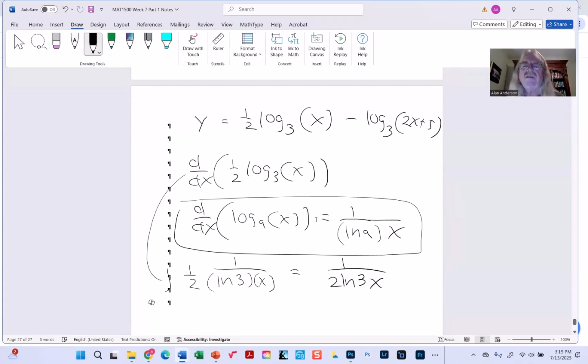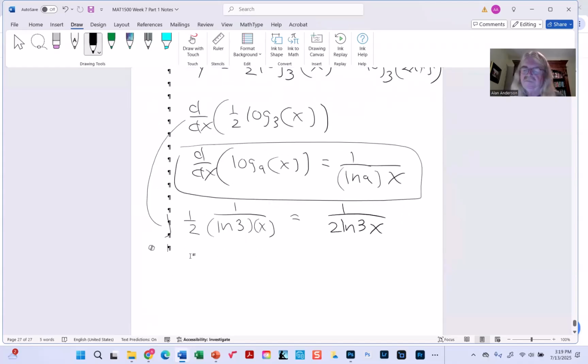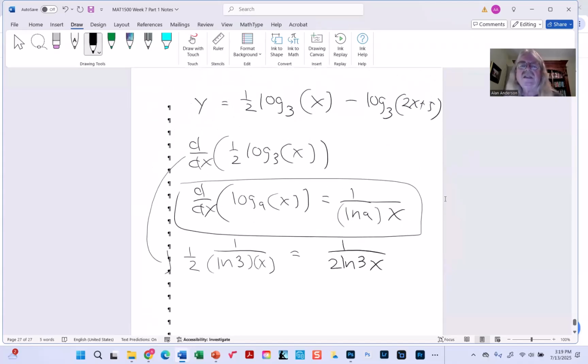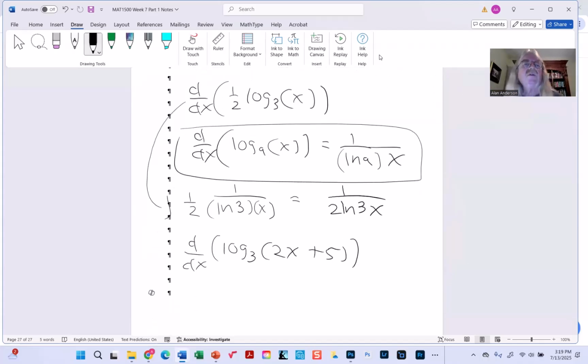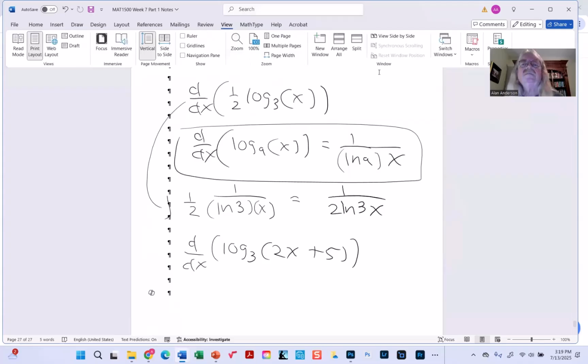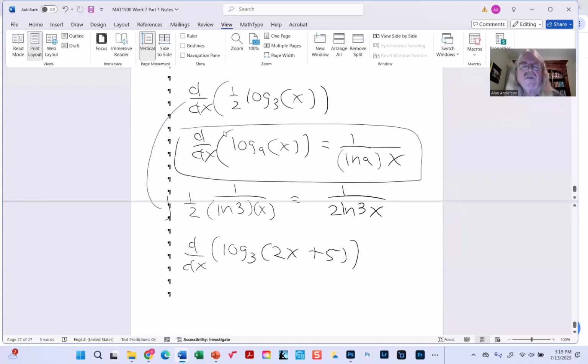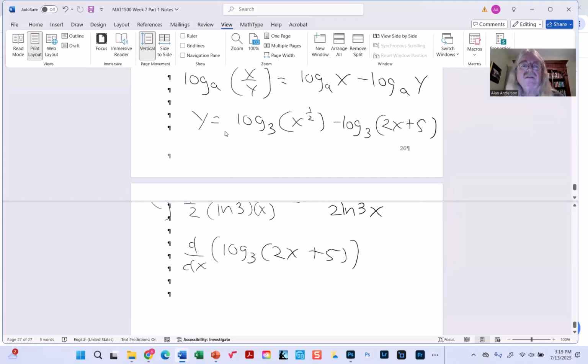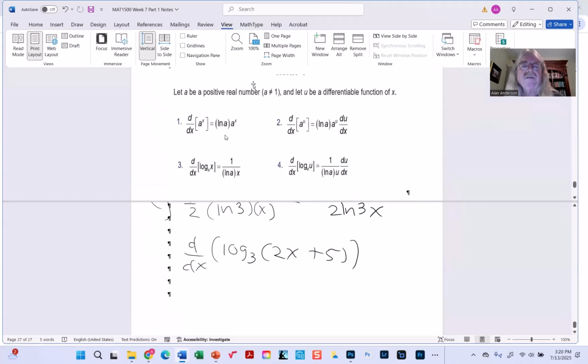What about the second one? This piece right here. We're looking for d dx of log base 3 of 2x plus 5. Now, this is clearly a function of x that we're looking at. So what we're looking for is the log to base a of a function of x, and that appears as number 4. That looks like the right one.